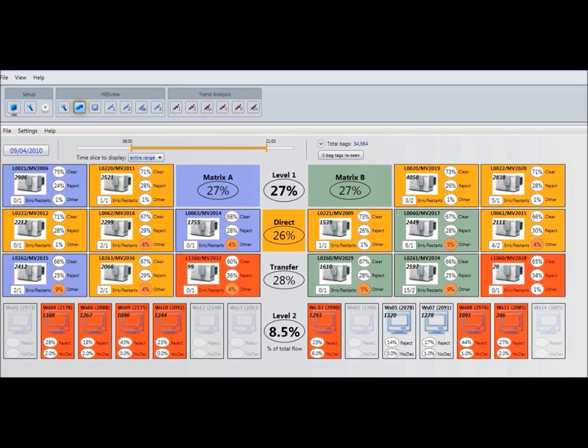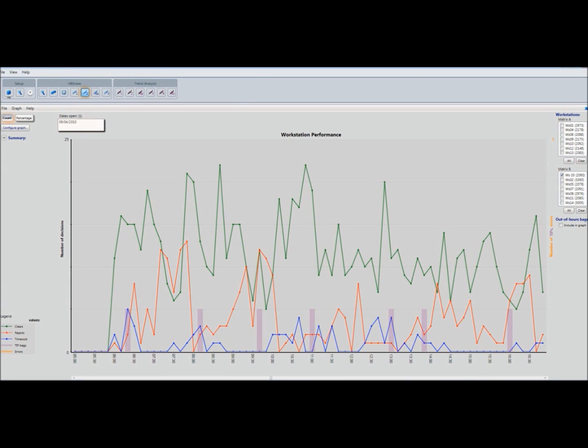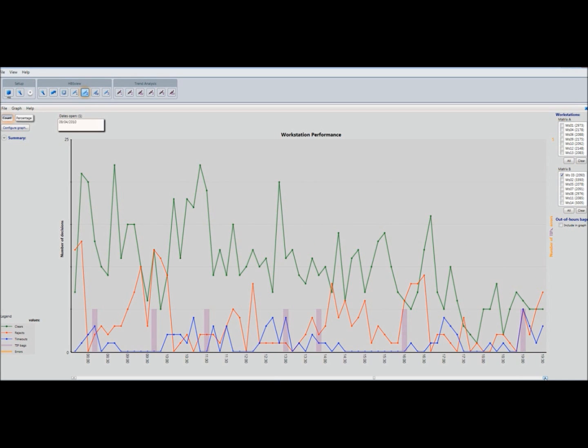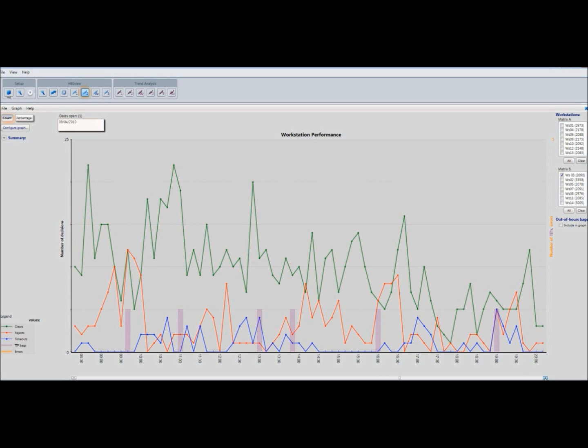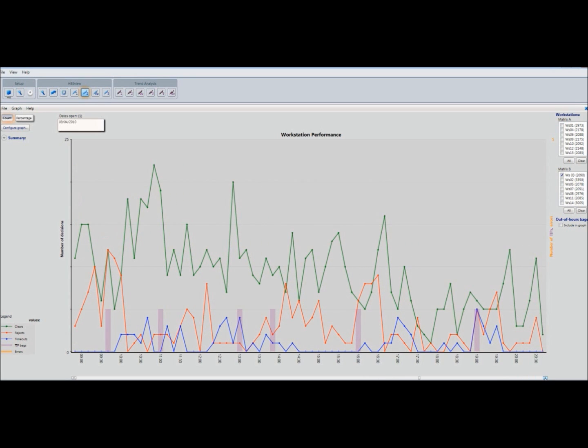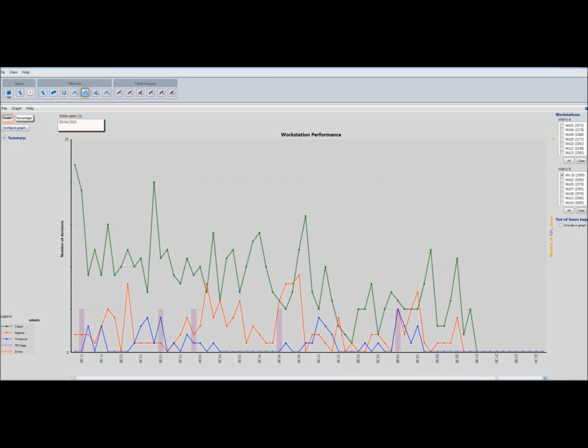We can also look at workstation performance. If we double-click on this workstation, we can see how the high no decision rate of 6% is distributed through the day. We can see 5 periods where no decision rates exceeded 16% and rose up to 31%. This could be a result of operators not analysing the images correctly, or for other reasons you may wish to identify.